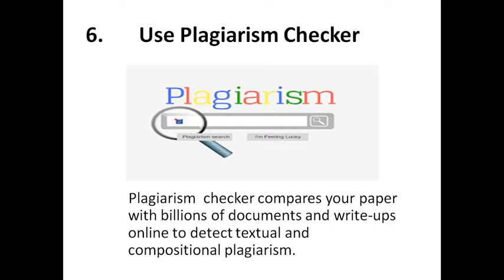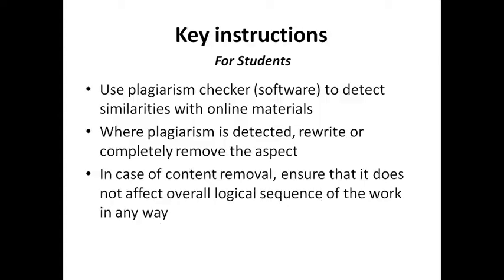Then number 6, use plagiarism checker. In spite of what we have done, there is the possibility of unintended plagiarism. So that is why you need a plagiarism checker. A plagiarism checker compares your paper with billions of documents and write-ups online to detect textual and compositional plagiarism. Key instruction for students: use plagiarism checker to detect similarities with online materials. When you find any place where plagiarism is detected, rewrite or completely remove the aspects.